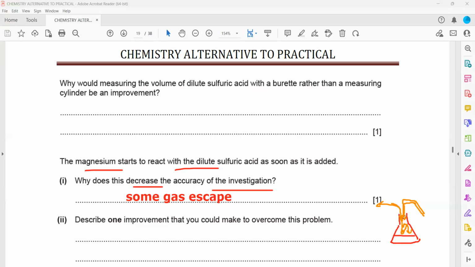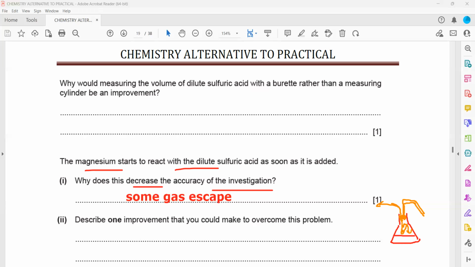We just remove this. It's a very small part. Even if you just break the thread, it will fall. You can use that method. We can suspend the magnesium, and if you cut the thread, the magnesium will fall and mix with the sulfuric acid and give off the gas.